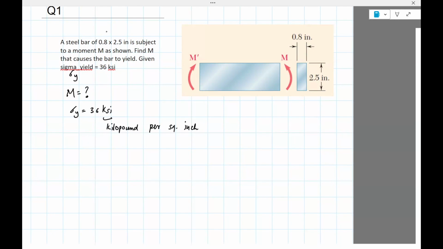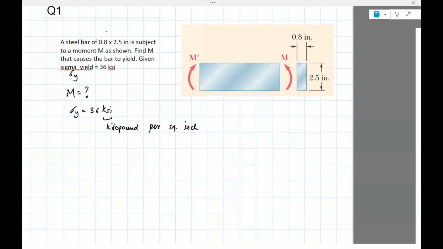Okay, so what's going on here is M is a moment you apply, and you can start off with 0 moment and you keep increasing M. At some point of time, when the stress in the beam becomes sigma y, it will start yielding. So you need to compute that maximum possible moment M if that happens.